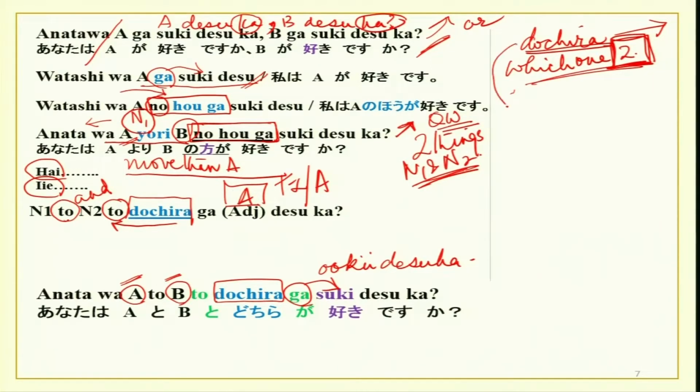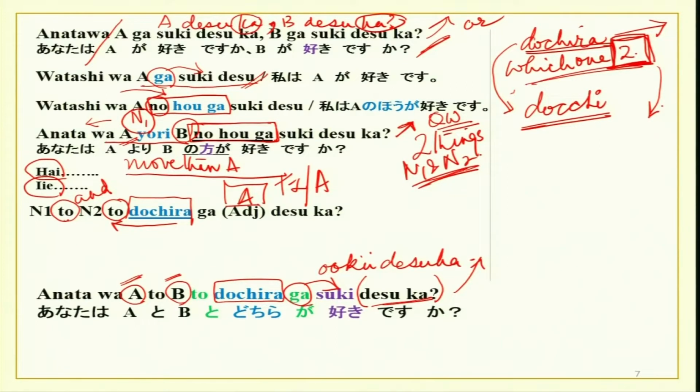Now, this is formal, dochira. This is informal, dochi. The meaning is the same. A to B to dochi ga suki? So, you can make it very, very informal by not using this to your friends, to people younger than you, your colleagues in an informal situation. You don't have to use desu ka all the time. You can just say A to B to dochi ga suki, and the intonation is rising.